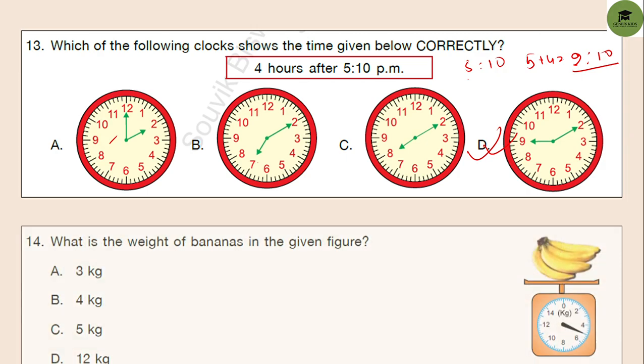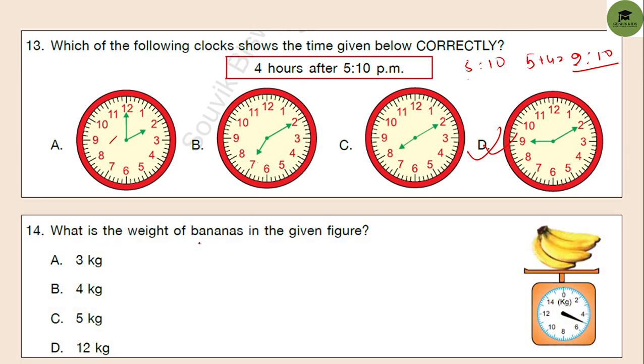Next one: what is the weight of the bananas in the given figure? How many bananas are there? There are 4 bananas. And what is the weight? If you see, this is 1 kg, 2 kg, this is 3 kg, 4 kg, and now this one is 5 kg. So what is the weight? This is C, 5 kg.